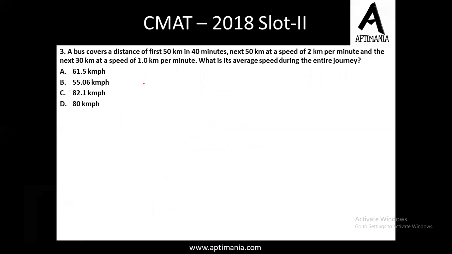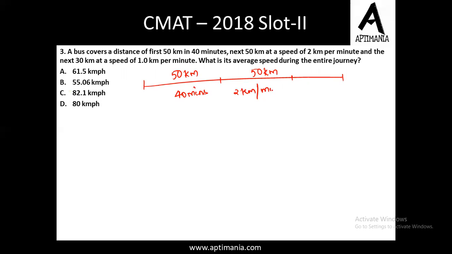A bus covers first 50 kilometers. So what I am doing is I am dividing the distance as first 50 kilometers in a duration of 40 minutes. Okay. Then the next 50 kilometers at a speed of 2 kilometers per minute. That's 2 kilometers per minute. And the last 30 kilometers at a speed of 1 kilometer per minute.